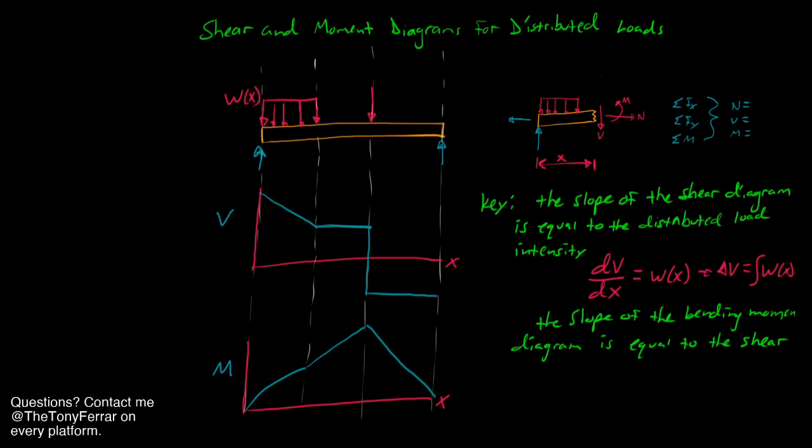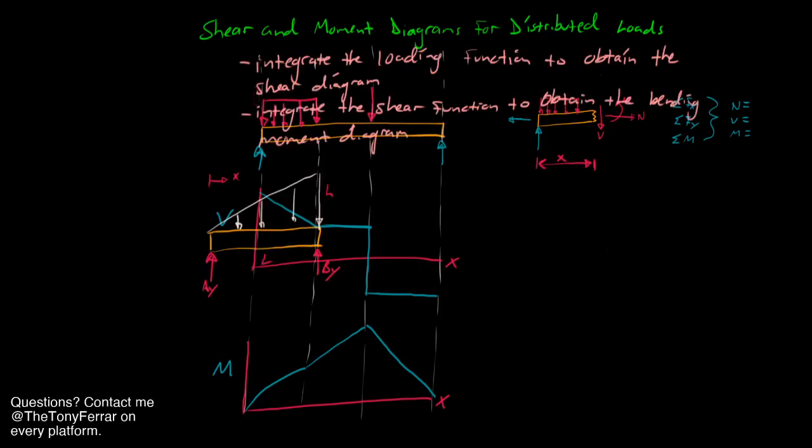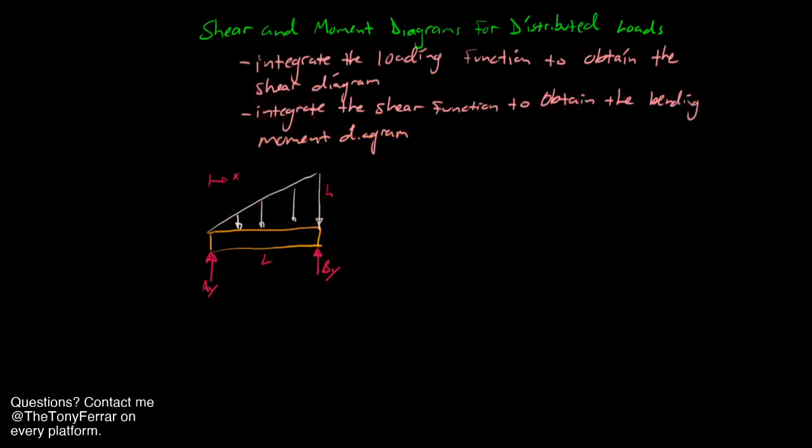By the same token, the slope of the bending moment diagram is equal to the shear. The slope dM/dx of the bending moment is equal to the shear V(x). So we could integrate that as well. Delta M would be equal to the integral of V(x) dx. And again, I'll show you why the delta is there in just a minute. The basic idea is that we can integrate the loading function to obtain the shear diagram, and then we can integrate the shear function to obtain the bending moment diagram.